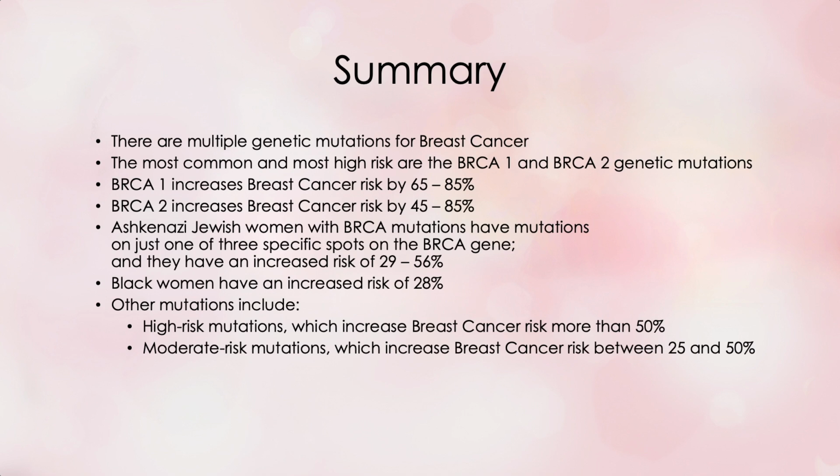Ashkenazi Jewish women with BRCA mutations have mutations on just one of 3 specific spots on the BRCA gene, and they have an increased risk of 29 to 56%. Black women have an increased risk of 28%. Other mutations include high-risk mutations, which increase breast cancer risk more than 50%, and moderate risk mutations, which increase breast cancer risk between 25 and 50%.